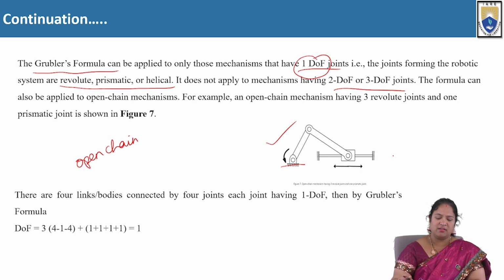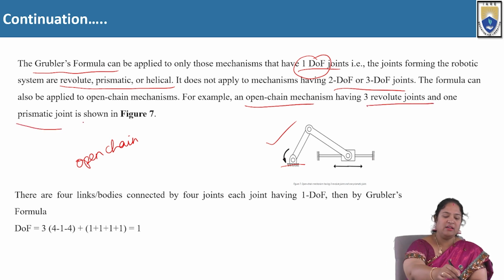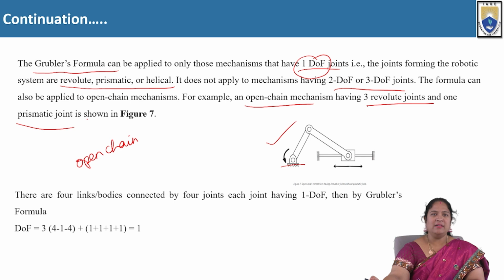Whereas links which are attached to one another and dependent on the other links, that type of mechanism is called a closed chain mechanism. Generally, an open chain mechanism will have 3 revolute joints and 1 prismatic joint.